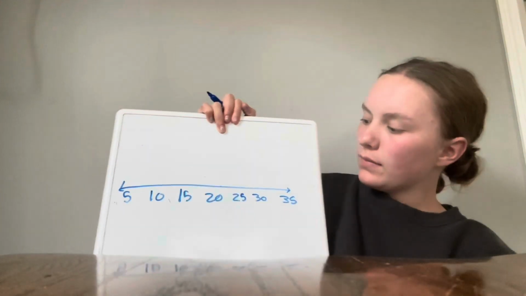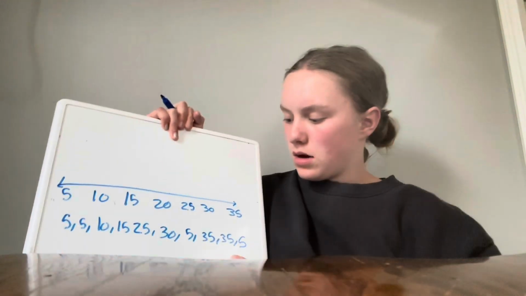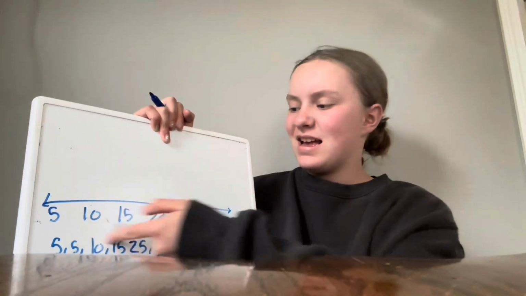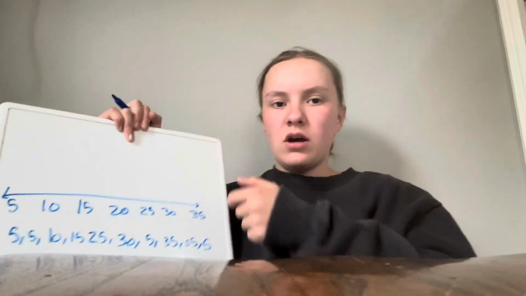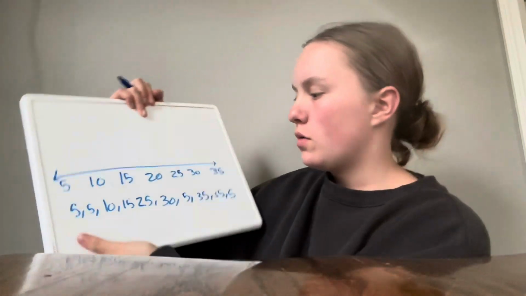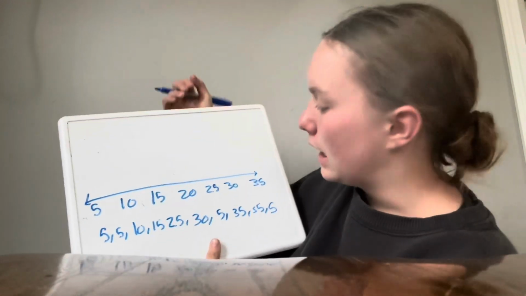Next, we're going to learn how to make a line plot. So we have our line plot ready. We're going to look at our next example of a set of numbers. This is our number set or data set, and this is our line plot. For each number, we're going to put a dot right here.